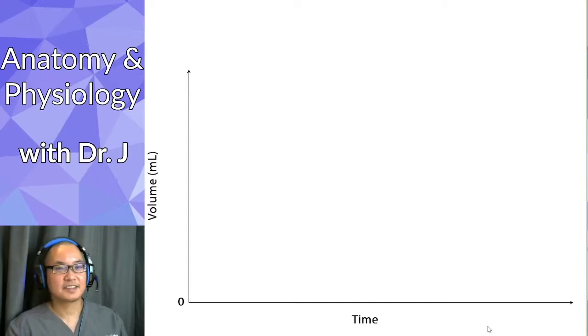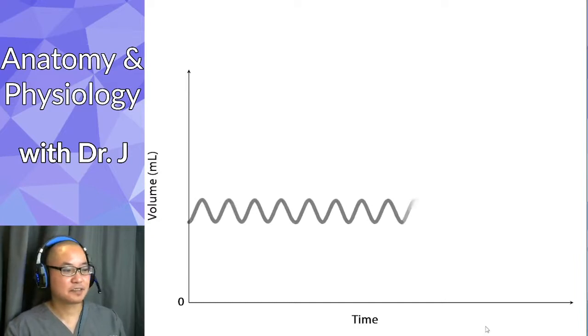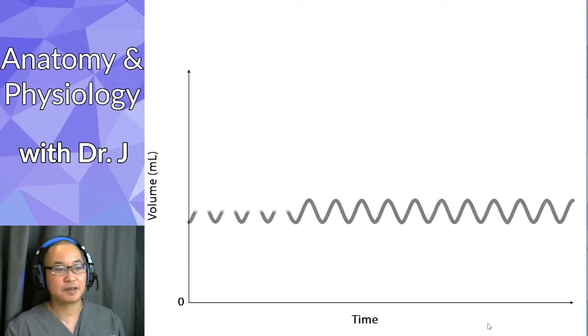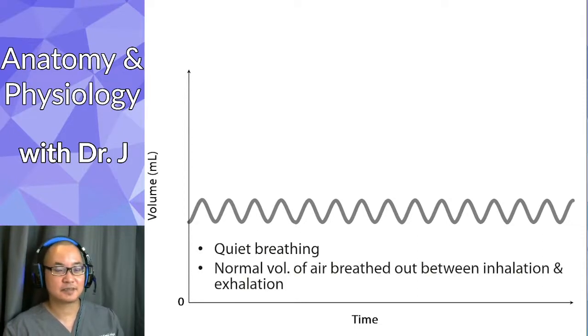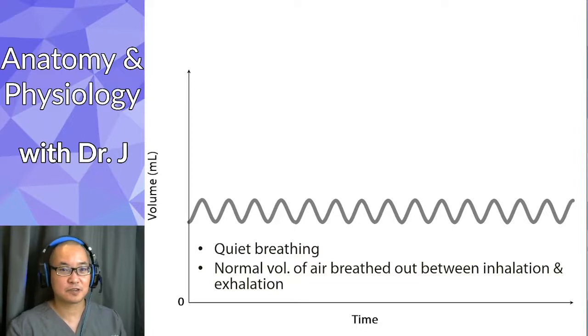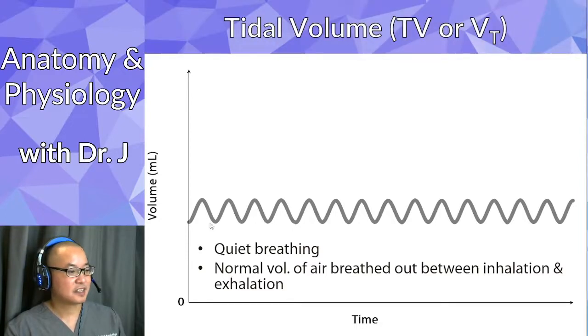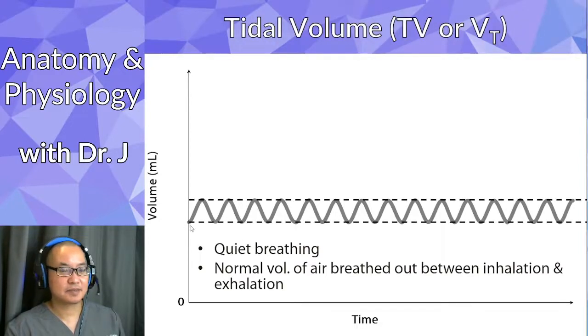Okay, so let's see example spirograms. This person is doing quiet breathing, and they're not trying to make extra effort to inhale or exhale more than they usually do. With this quiet breathing, they're doing their tidal volume, and we can get this just from regular, normal, quiet breathing. So how do you measure this tidal volume? Well, you just take the maximum and you take the minimum during this quiet breathing.